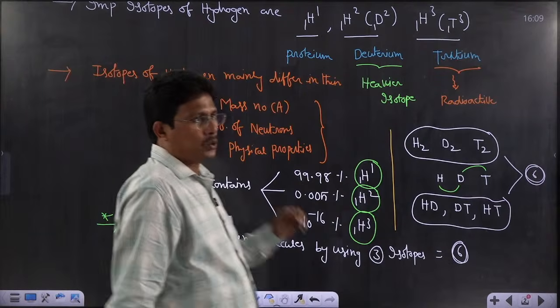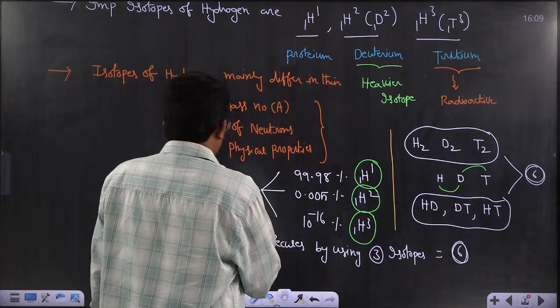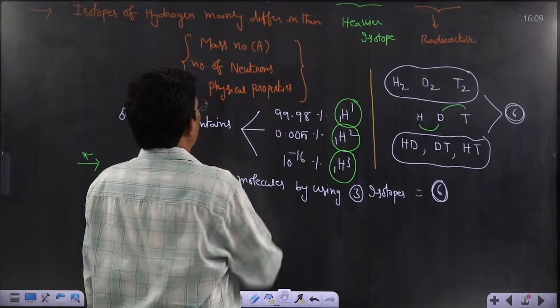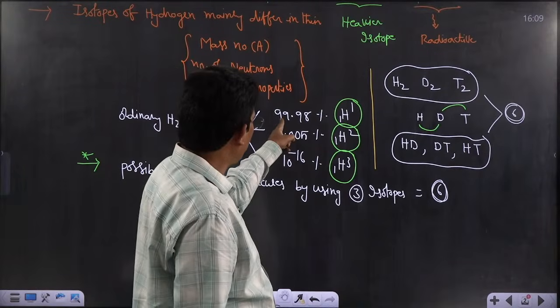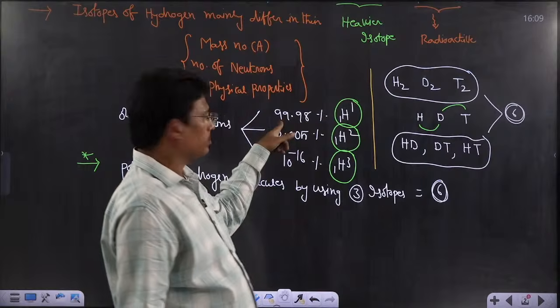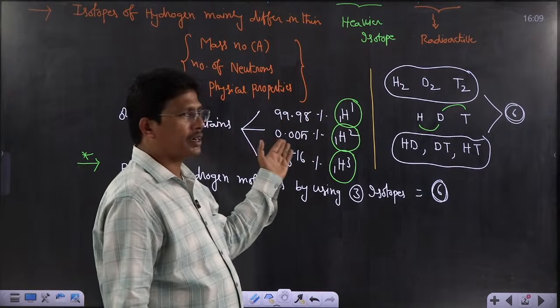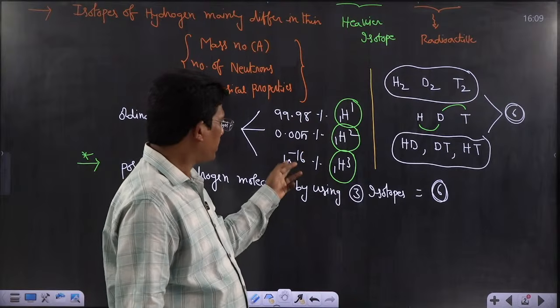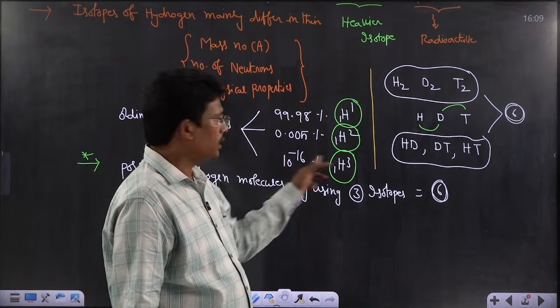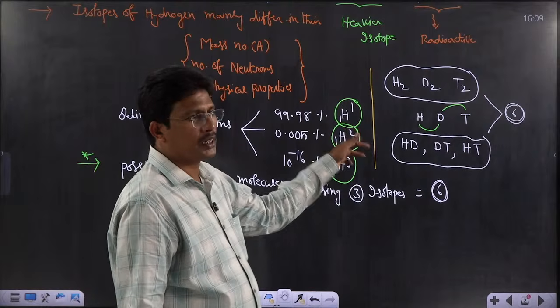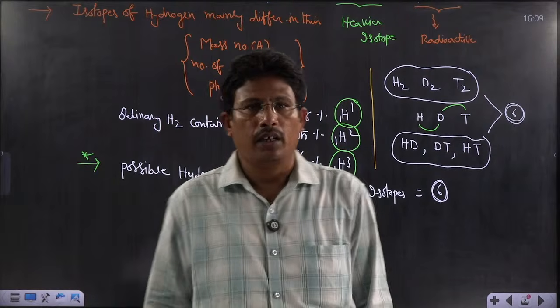This is about isotopes of hydrogen. Among the three isotopes, protium content is very high, that is protium H11, 99.98%. Deuterium content is very less. Tritium is very less. It is a radioactive isotope. Deuterium is a heavier isotope.